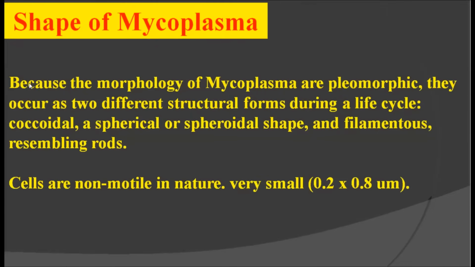Now let's talk about the shape of mycoplasma. Because of their morphology, mycoplasma are pleomorphic in nature. Now, what is meant by pleomorphic? They occur in two different structural forms during their life cycle. That is coccoidal, or spherical or spheroidal shape, and filamentous, resembling the rod shape. That means one mycoplasma species in its lifespan occurs in two different shapes. First is the coccoidal, the spherical shape, and second is the filamentous, the rod shape. That means one organism in its life cycle shows two types of shape.